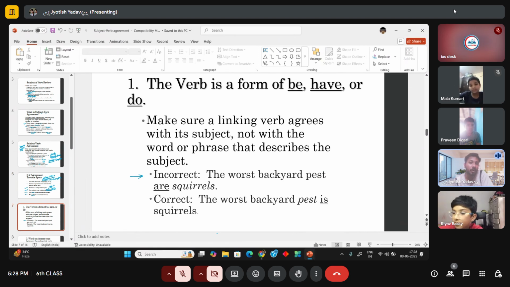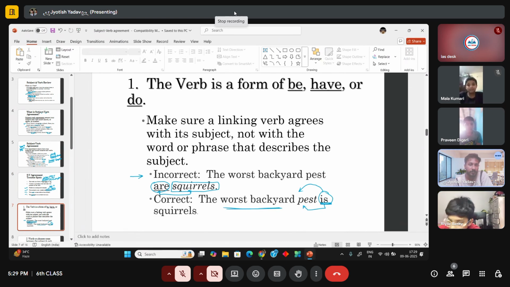Here the sentence is wrong because "are" is written by seeing the squirrels, whereas squirrels are basically the object, and we don't write the helping verb or the be verb with the object. We focus on the subject and then write the be verb. So the correct will be what? The old backward path is. Because the be verb will be decided by the subject, not by the object.